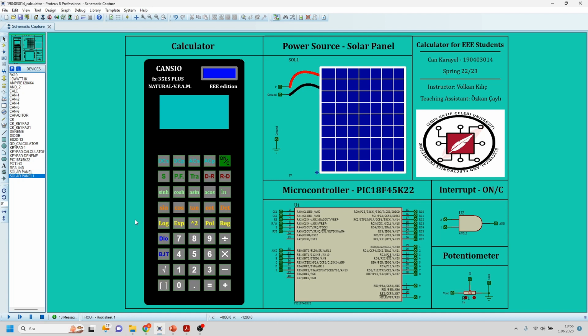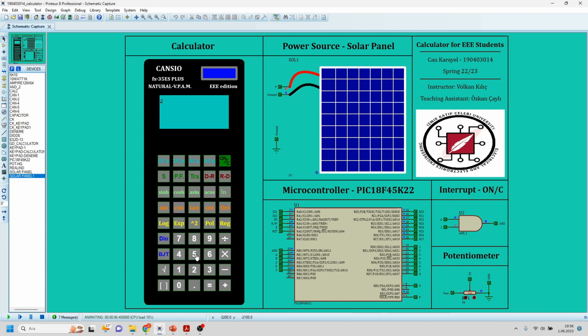Let's start to test the capabilities of our calculator. On the splash screen, we can see the information about me, such as my name, student number, and my department. I would like to start with basic operations.